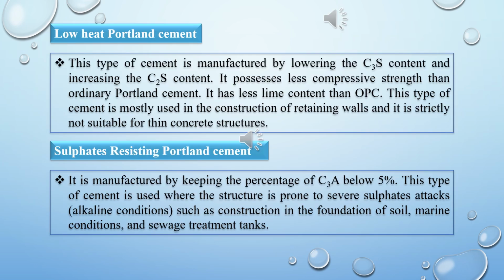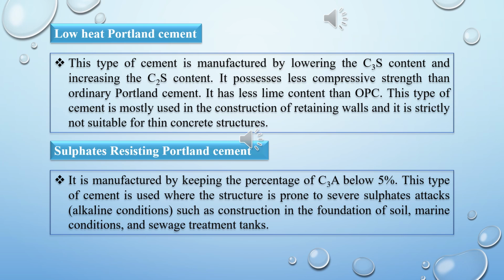The next one is low heat Portland cement. This type of cement is manufactured by lowering the C3S, tricalcium silicate content, and increasing the dicalcium silicate content. It possesses less compressive strength than ordinary Portland cement. It has less lime content than OPC. This type of cement is mostly used in the construction of retaining walls, and it is strictly not suitable for thin concrete structures.